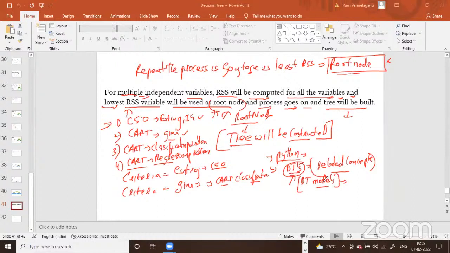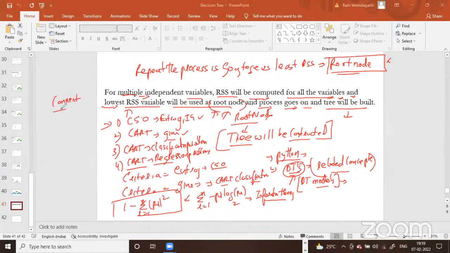So revise all the mathematical formulas we have seen. Sigma i is equal to 1 to n minus p of i log p of i to the base 2. All these concepts are based on information theory. And then your Gini impurity formula, 1 minus sigma i is equal to 1 to n p i whole square. So try to revise all these formulas, and then we are going to connect back tomorrow, and we are going to continue our discussion on our supervised machine learning topics.